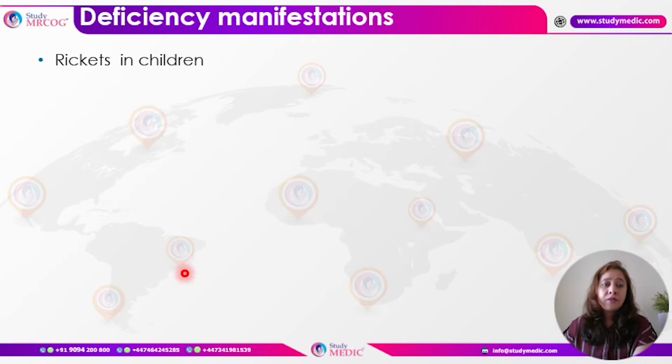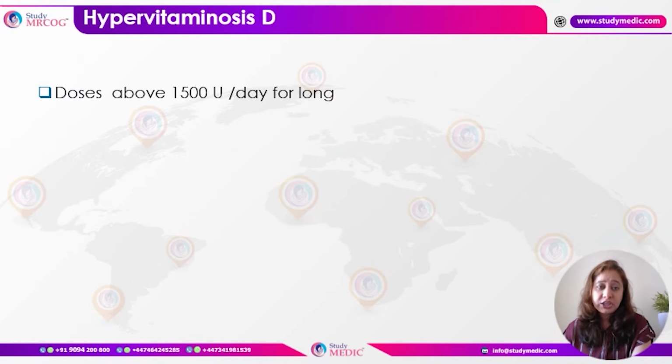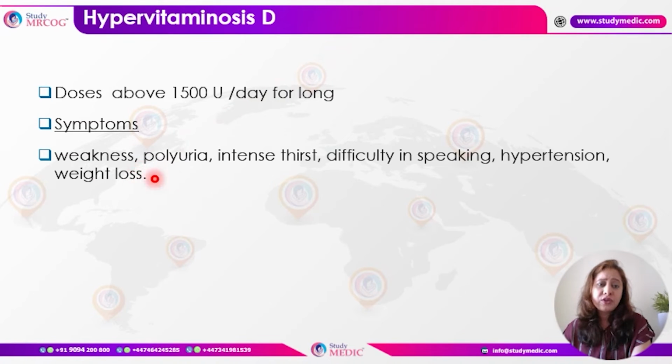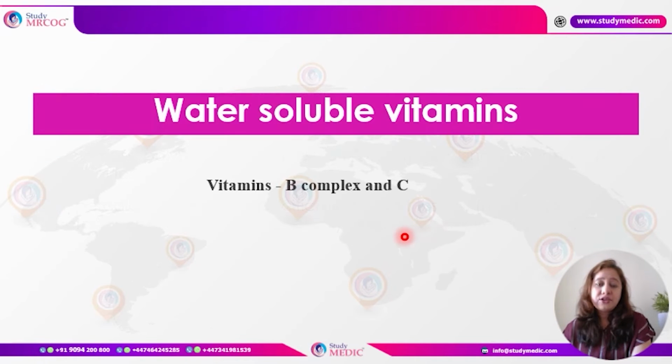Deficiency in children is rickets, and osteomalacia in adults. When we check, how do we evaluate the bones? We look for serum calcium, albumin, phosphorus, alkaline phosphatase, parathyroid hormone, and vitamin D. If the dose is above 1500 units per day for long, it can go to hypervitaminosis, presenting with weakness, polyuria, intense thirst, difficulty in speaking, hypertension, weight loss, and it can even go to calcinosis in the various tissues. So that's about the fat soluble vitamins A, D, E, and K.